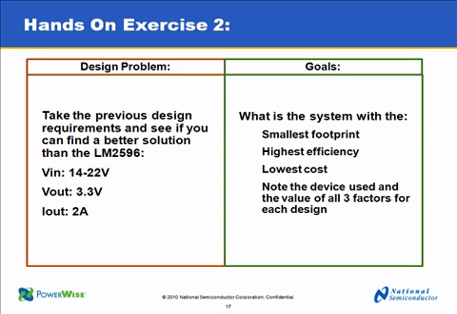You can do that by hitting the new icon in the top navigation bar of WEBENCH, and then click the Power tab, and that'll let you redo your inputs. So now what I'd like you to do is write down the system with the smallest footprint, highest efficiency, and lowest cost, and let's see if you can beat the 2596 with another device.